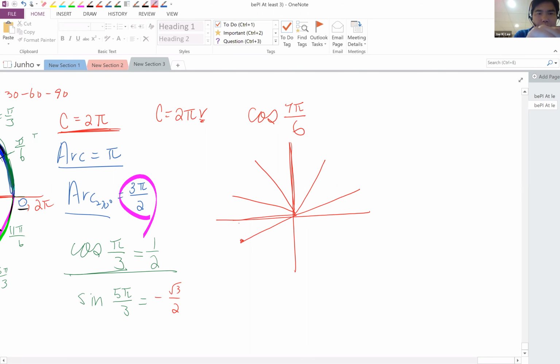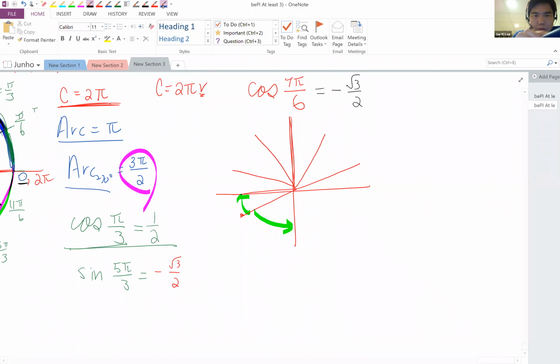Same situation, you analyze whether this line is close to the x-axis or the y-axis. What do you think? X-axis. X-axis means the x value will be root 3 over 2. Now that's in the third quadrant, so the answer becomes negative root 3 over 2 basically. Make sense? If it was close to the y-axis, then the y value would become root 3 over 2.